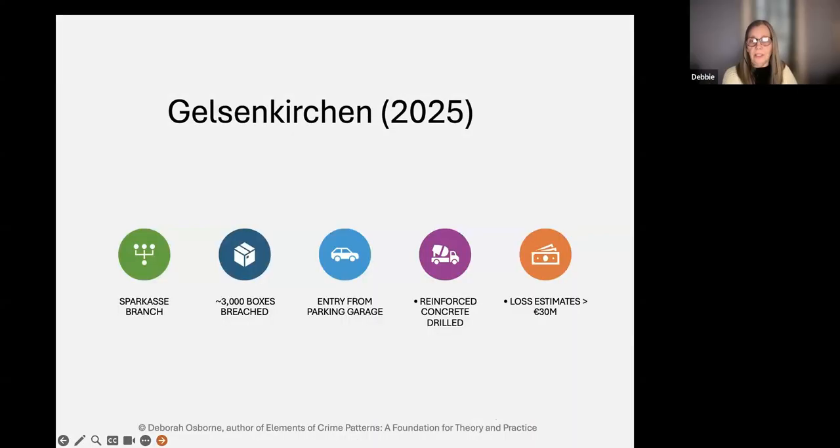So they targeted the branch and breached these boxes. Entry through the parking garage, reinforced concrete drill was the method, and the losses. So you have where this branch, what was breached, the modus operandi, the entry method, the tools and method, and then the property taken.